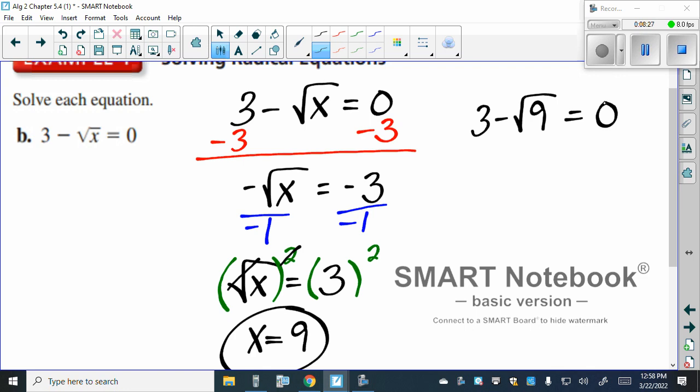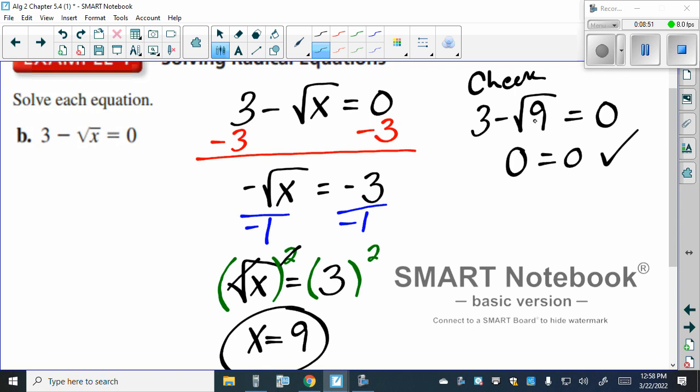Because literally, if I wanted to check it, first thing I do is write this here. I can say, check: 3 minus square root of 9 equals 0. 0 equals 0. Check. There's a point. Because it's just verifying that, yes, it does work. It is the correct answer. And it does help us to make sure that we did it right. And that's all we got to do to check it.